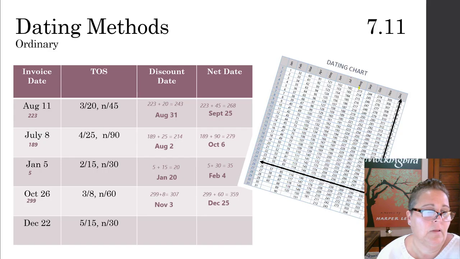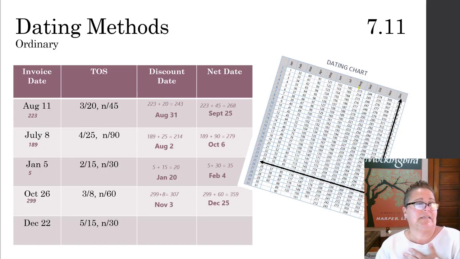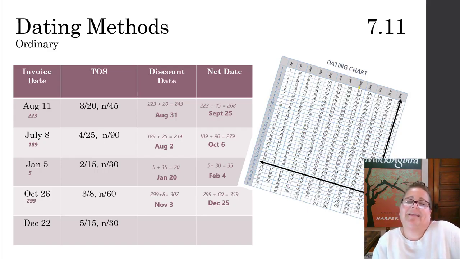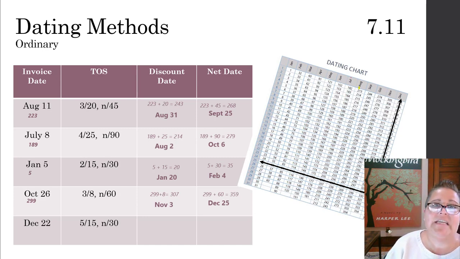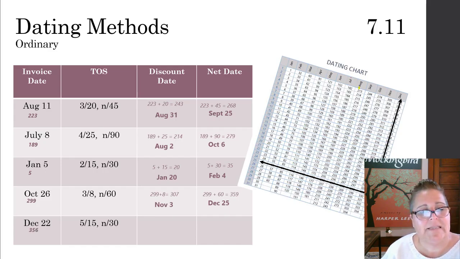Okay? All right, the last invoice date is December 22nd. That's my birthday. That's why it says December the 22nd. Terms of sale are 5, 15, and 30. Meaning I get a 5% discount if we pay in the first 15 days, and our net amount is due in 30 days. So we're going to find December the 22nd on this table, and that is day 356.